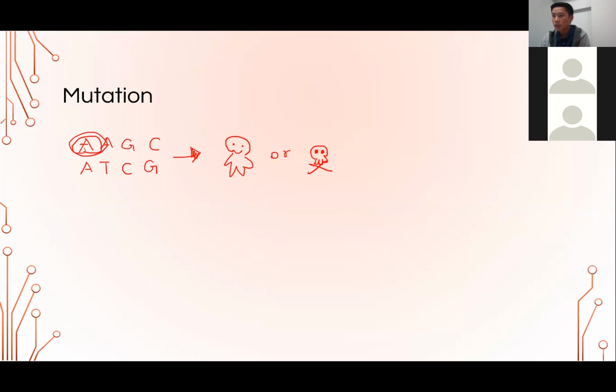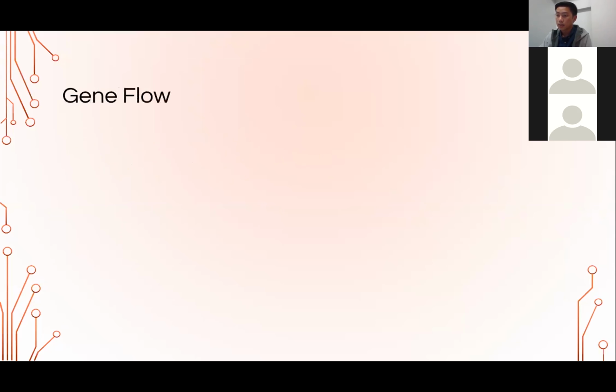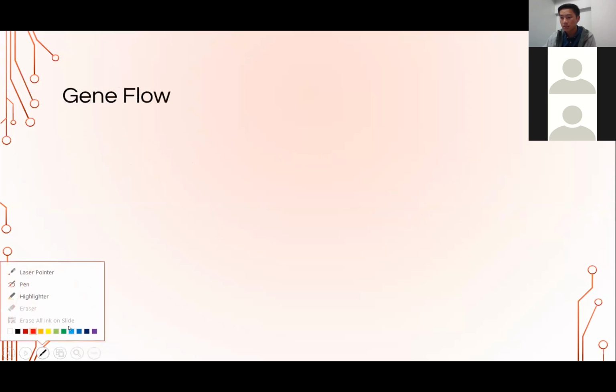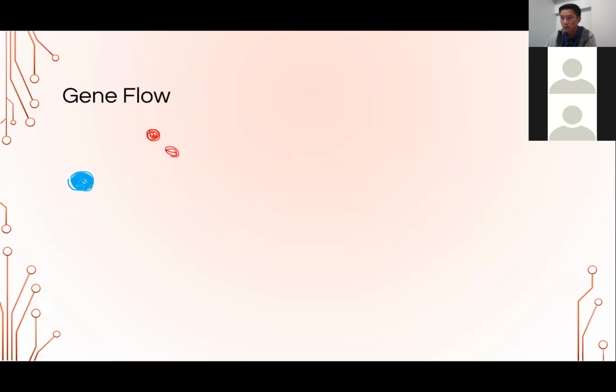All right, so moving on to the next mechanism, which is gene flow. An example of gene flow is when you have an organism that is different from a population. So let's see. You have this organism that is not part of the original population. I'm going to color it blue. And then we have a bunch of red species.